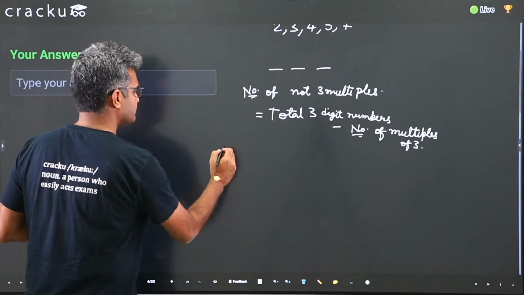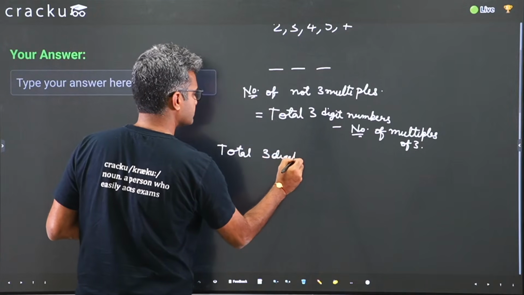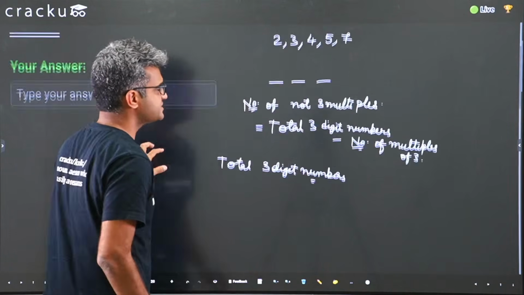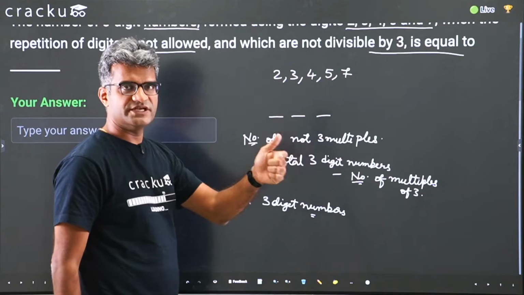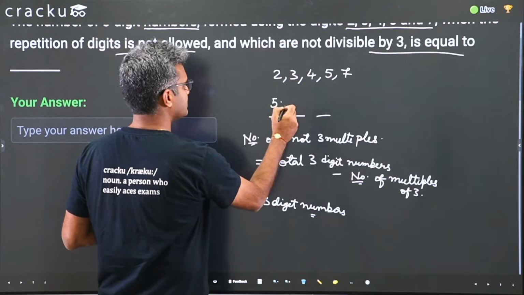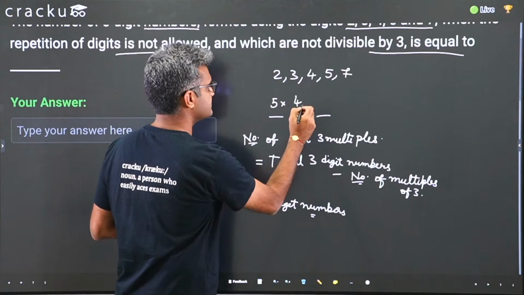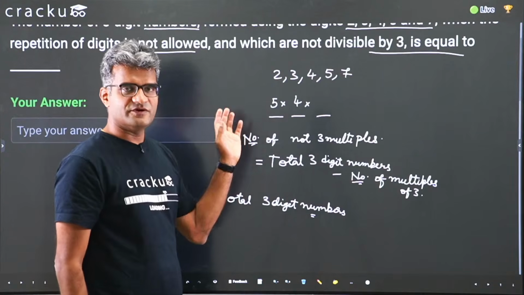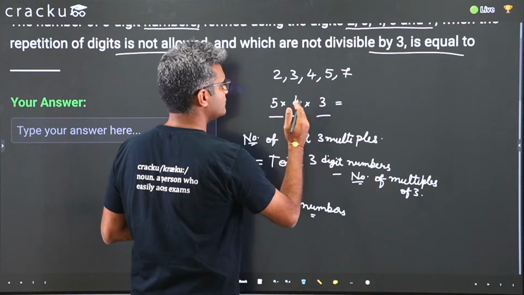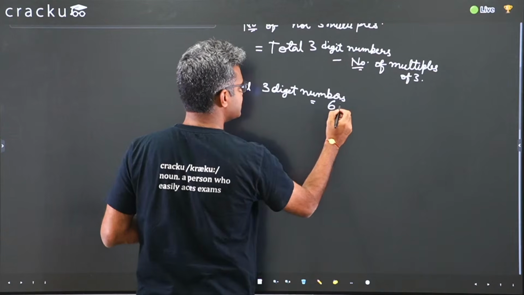Now, what is the total number of 3-digit numbers that can be formed? We have 5 digits, 2, 3, 4, 5 and 7. The first digit can be filled in 5 ways. It can be either 2 or 3 or 4 or 5 or 7. The second digit can be filled in 4 ways. It will be any one of the remaining numbers. And the third digit can be filled in 3 ways. So the total number of ways is 5 into 4 into 3, which is equal to 60. So the total 3-digit numbers that can be formed is 60.